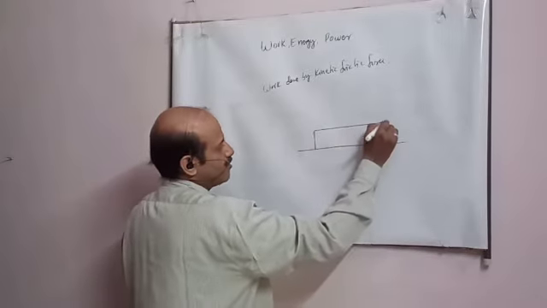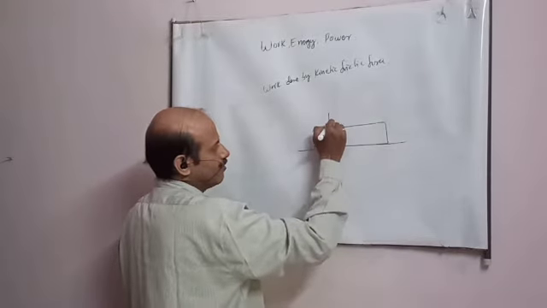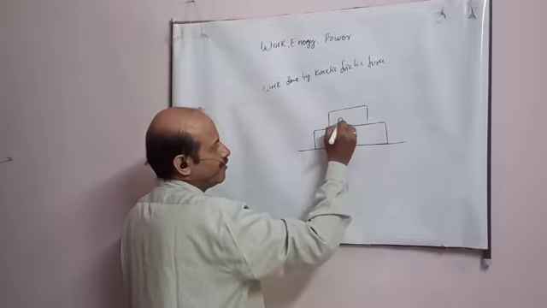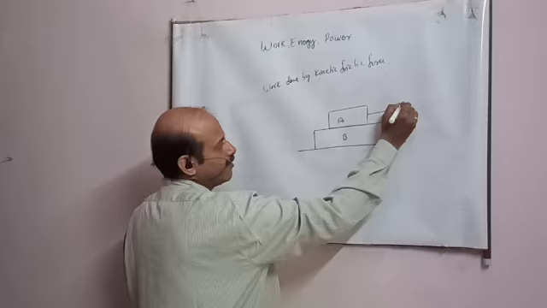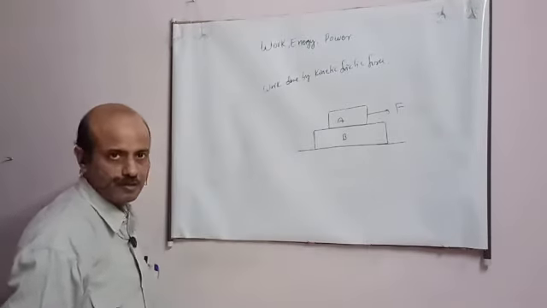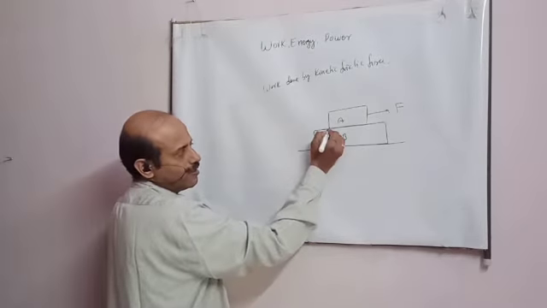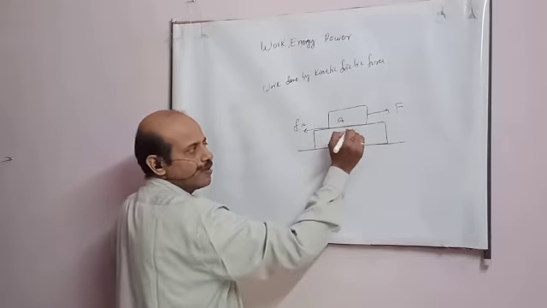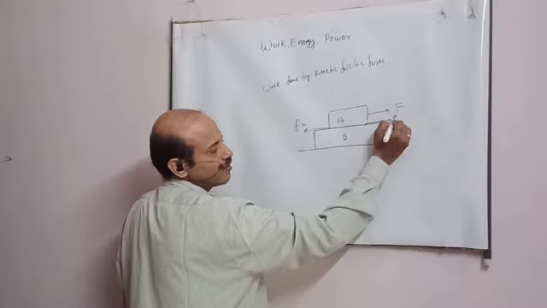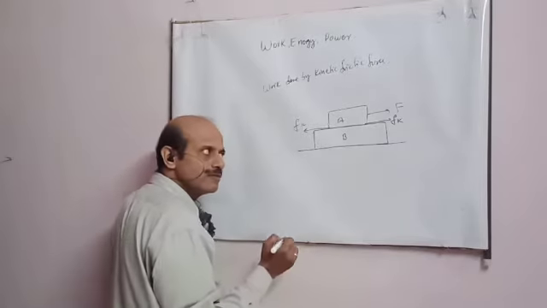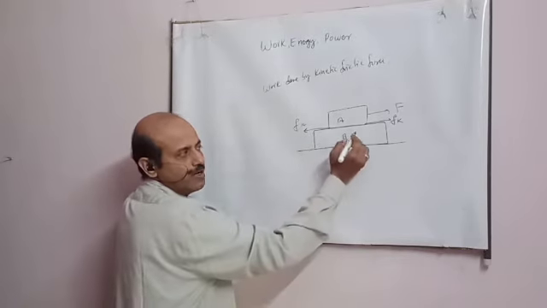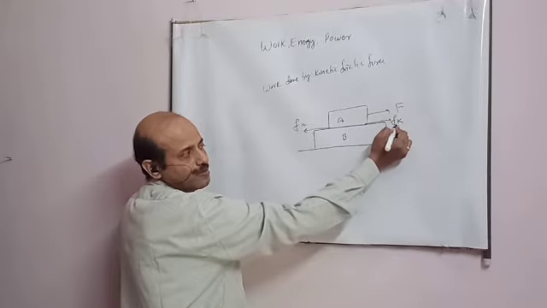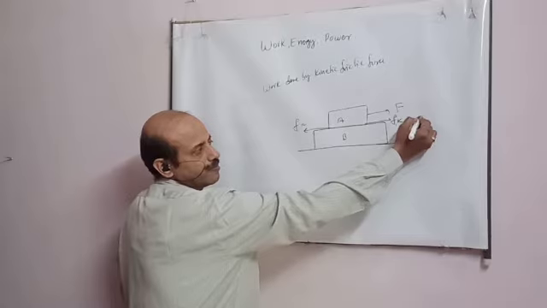This is one block, and this is another: block A, block B. A side force is applied, so this will apply a force of friction along this side, and this will apply a force of friction along this side. Now see, student, this body is displaced forward, so the work done by this force is positive.